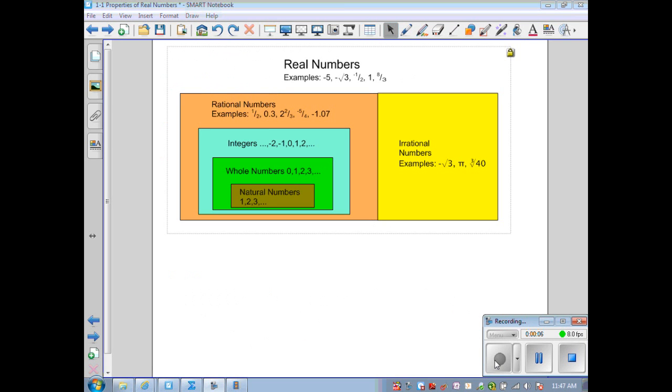This diagram represents the set of all real numbers. On the left, you can see that we have the natural numbers, and that is contained inside the whole numbers, which is contained inside the integers, and those are all rational numbers. On the right side are the irrational numbers. Again, the irrational numbers are numbers that cannot be represented as a fraction, and they are decimals that are never ending and also never repeating.